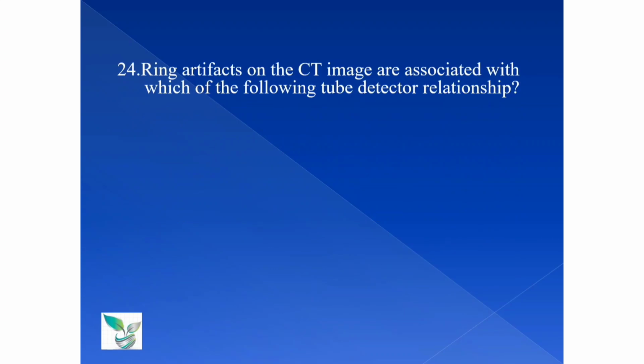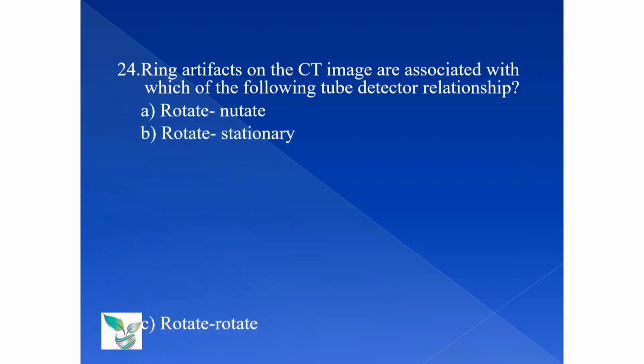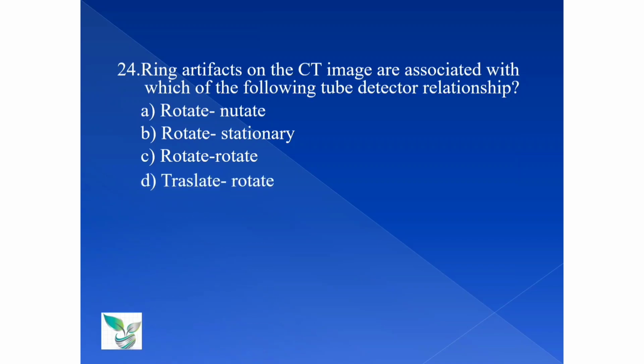The ring artifact of the CT image is associated with which of the following tube detector relationships? Option A, rotate nutate; option B, rotate stationary; option C, rotate rotate; and option D, translate rotate. Here rotate stationary is the 4th generation CT, rotate rotate is the 3rd generation CT, and translate rotate is the 1st and 2nd generation CT. The modified version of the 3rd generation CT is the spiral CT. So here the answer is option C, rotate rotate.